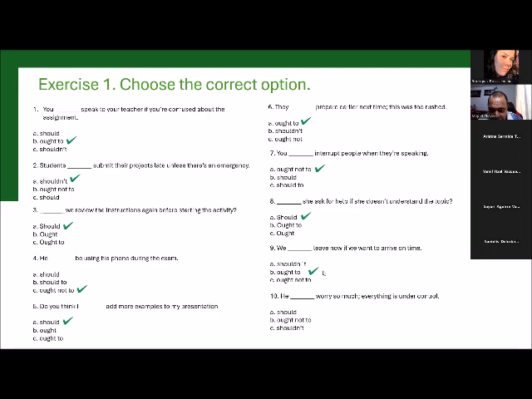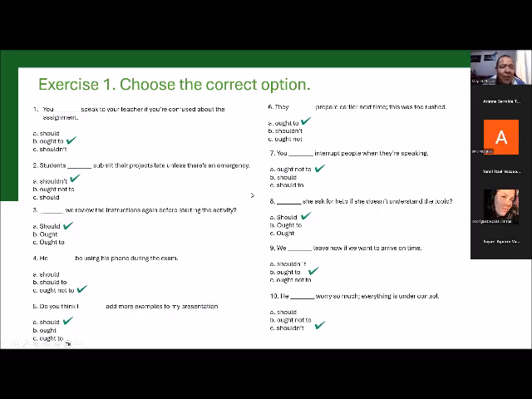He shouldn't worry so much. Everything is under control. What letter is it? C. Exactly. Thank you so much, Jimena, and all of you for your participation on this first exercise. Let's check the second exercise.